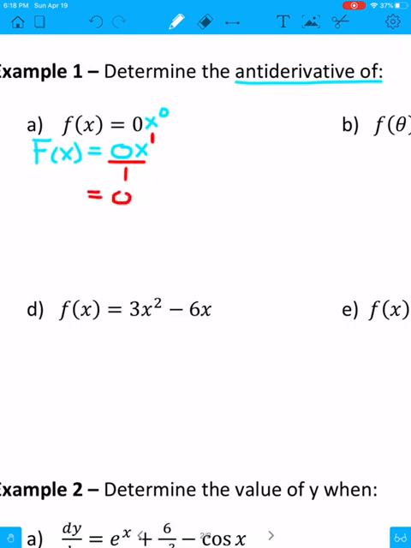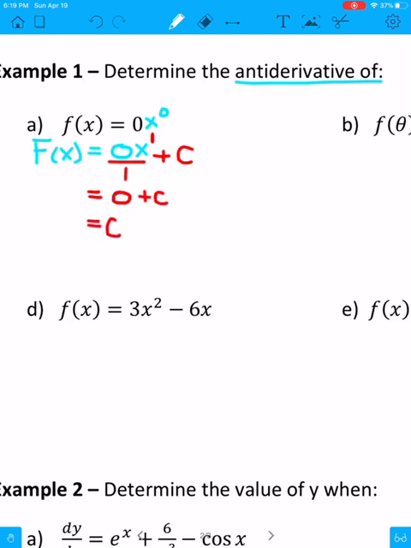Now what we have to remember to do at the back always, though, is we have to add that constant. Because we don't know if there was a number 7 at the back before they took the derivative, or a 6, or a pi, or a half. Any of those things that could be constants at the back, those numbers, when we take the derivative of them, they go away. So we always have to put plus c at the back. So I have 0 plus c, which is just c.